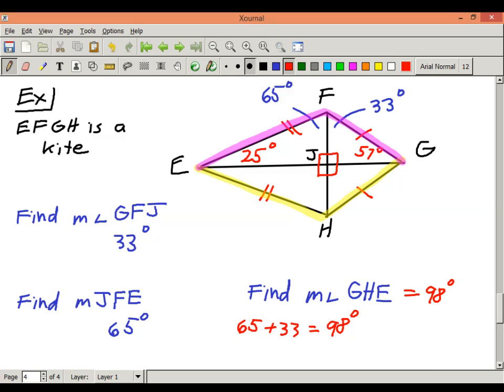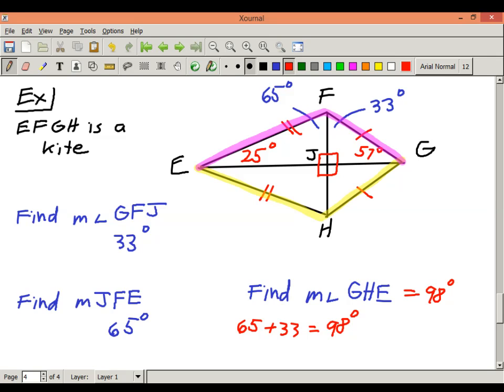Okay, so let me summarize what we need to know about a kite. First of all, a kite is a quadrilateral. It's got 4 sides. And it is, by definition, a quadrilateral with exactly 2 pairs of congruent consecutive sides. So the consecutive sides are congruent. There's 2 pairs of those. We need to know 2 theorems about a kite. The first theorem says that the diagonals of a kite are perpendicular, so that's going to be important to know. The diagonals of a kite are perpendicular. And the second theorem that we need to know about a kite is exactly 1 pair of opposite angles of a kite are congruent.